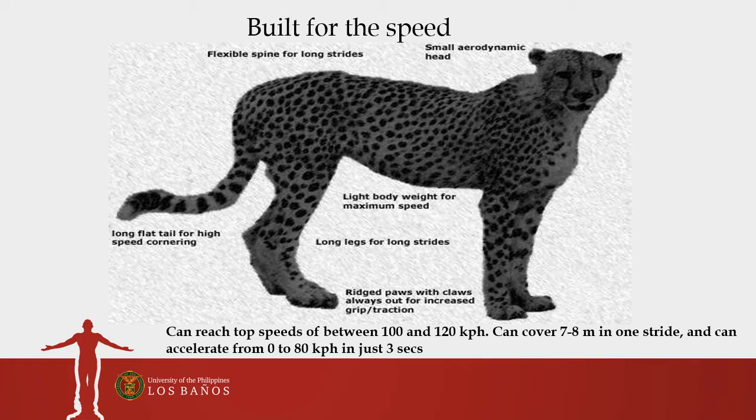But what makes this digitigrade the fastest mammal on land? The cheetah, Acinonyx jubatus, is built for speed. It has a flexible spine for long strides, a small aerodynamic head, light body weight for maximum speed, long legs for long strides, long flat tail for high-speed cornering, and ridged paws with claws always out for increased grip or traction. The cheetah can reach top speeds of between 100 and 120 kph, can cover 7 to 8 meters in one stride, and can accelerate from 0 to 80 kph in just 3 seconds.